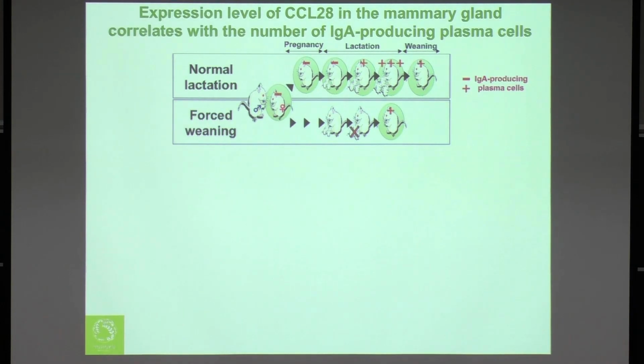So let me remind you how many IgA-producing plasma cells are present. I just want to show you the plus or minus. Again, plus means high level, and minus is almost 0. So our hypothesis was that if we analyze CCL28 expression, the profiling pattern would be almost similar to the number of IgA-producing plasma cells.